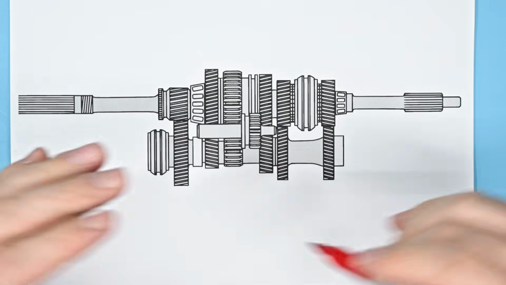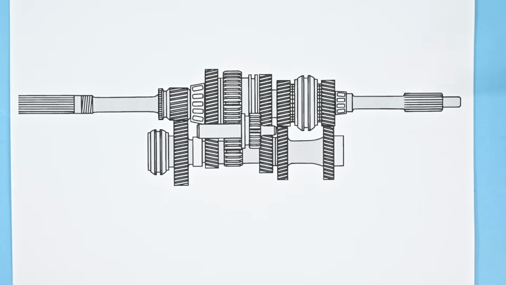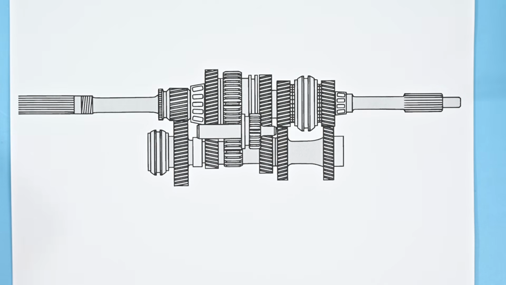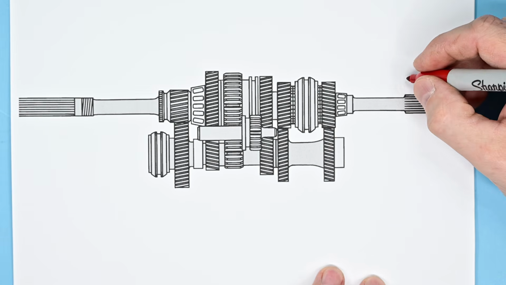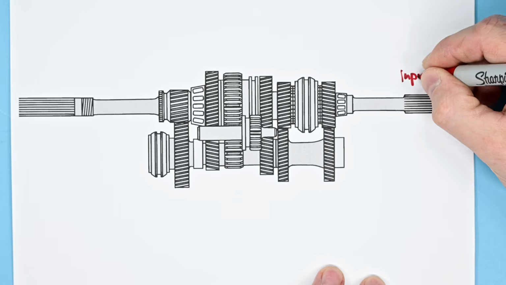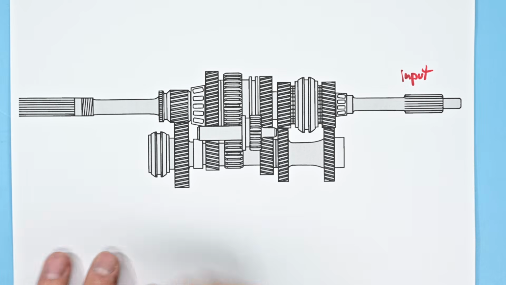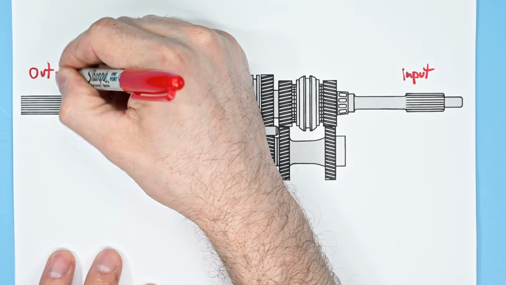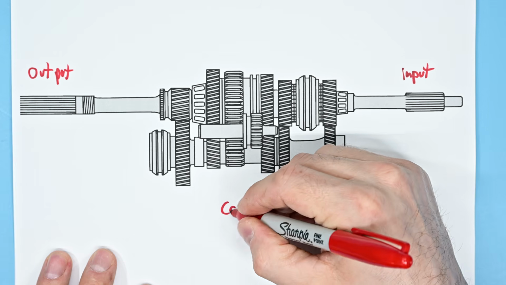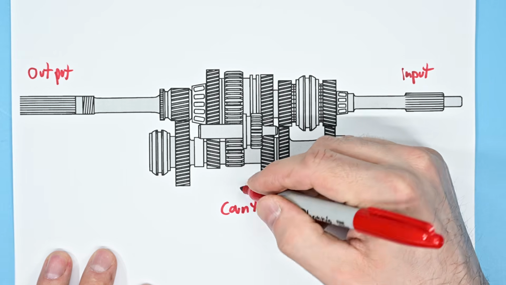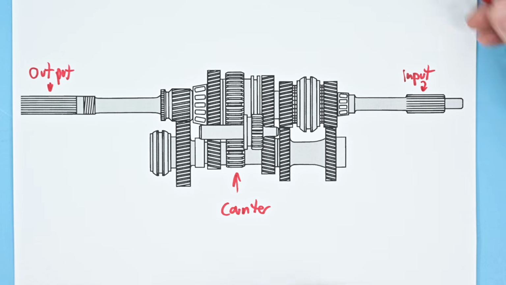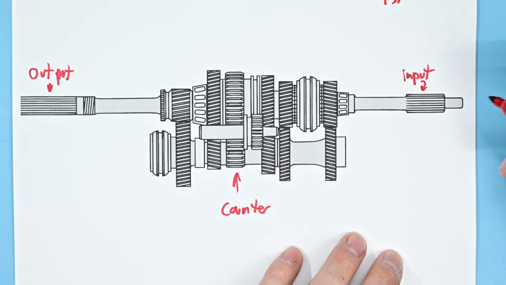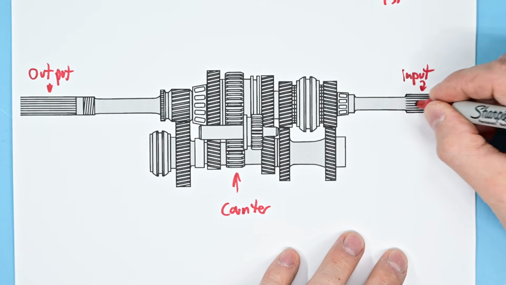This way you can kind of get a different visual of what we just did on the actual transmission itself, and this should really help you understand exactly what's going on in that power flow. So we have our input shaft on this side, just like we did on the transmission, which makes this our output shaft, and then we have our counter shaft down here. Pretty straightforward.